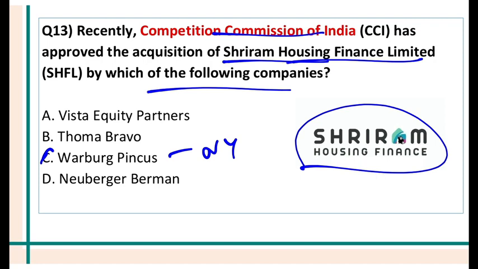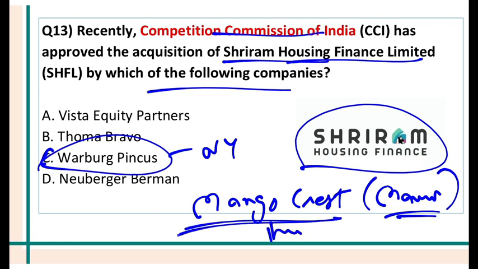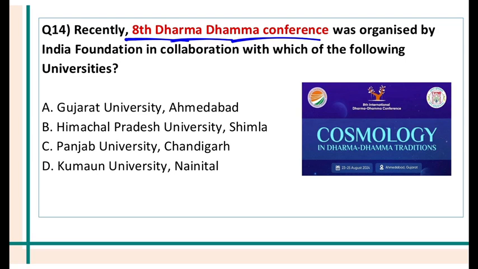They acquired it through their subsidiary company called Mango Crest Investment. Mango Crest is a company that is registered in Mauritius. So Warburg Pincus has a subsidiary called Mango Crest Investments, which is a company based in Mauritius. So they acquired Shriram Housing Finance through Mango Crest Investment. And Shriram Housing Finance is one of the largest companies. The transaction amount was 4,630 crore. So this is a deal worth 4,630 crore rupees.